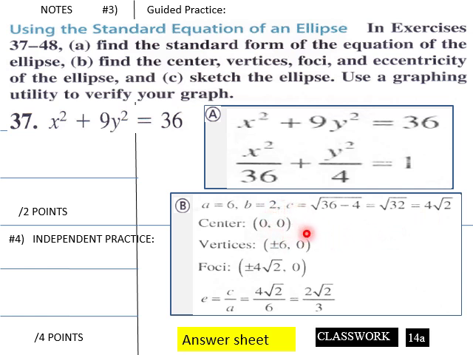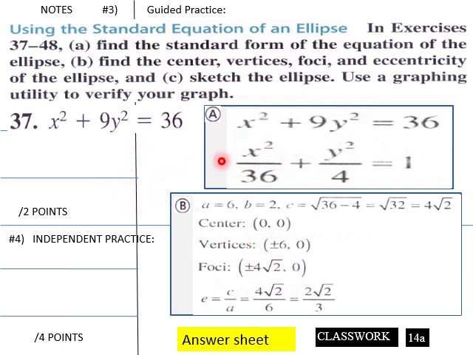So we have a center here at 0, 0. We have vertices of plus or minus 6 because of this here. And then our foci would be plus or minus 4 times the square root of 2, and then 0. This one here is a horizontally oriented ellipse. So our foci would be plus or minus 4 times the square root of 2, and then 0 on your ellipse.